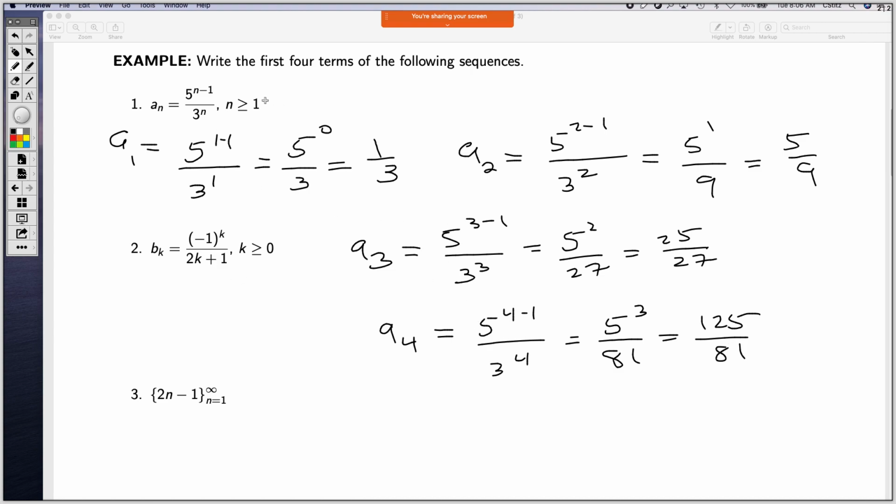All right. So the first 4 terms of the sequence are 1/3, 5/9, 25/27, 125/81. So you'd write the sequence out this way. And then, of course, you put the dot, dot, dots. If we try to see the pattern here, the numerator, we're constantly multiplying by 5. The denominator, we're multiplying by 3. Okay, so that's the pattern.